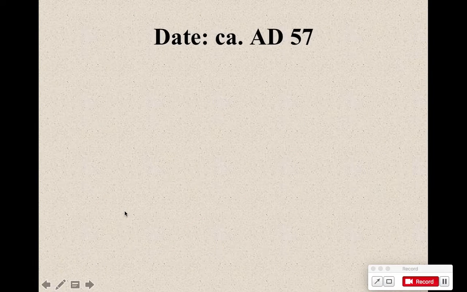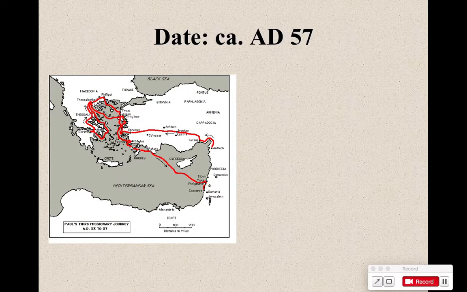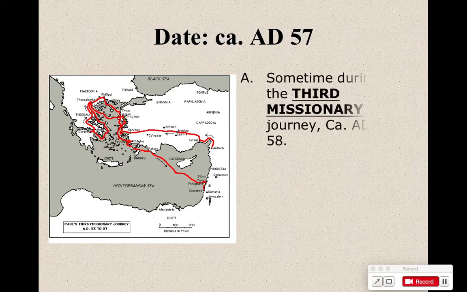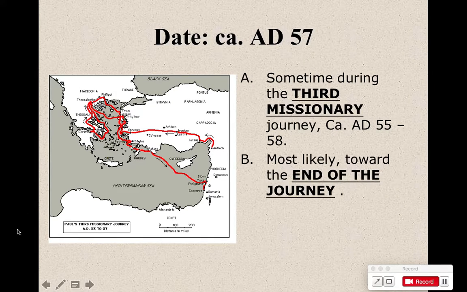Now, Romans comes around 57 AD, during Paul's third missionary journey, most likely towards the end of that journey. Remember, this third missionary journey goes up, down, and back around, and he's actually going to end up in Jerusalem. And he's writing to the church at Rome.